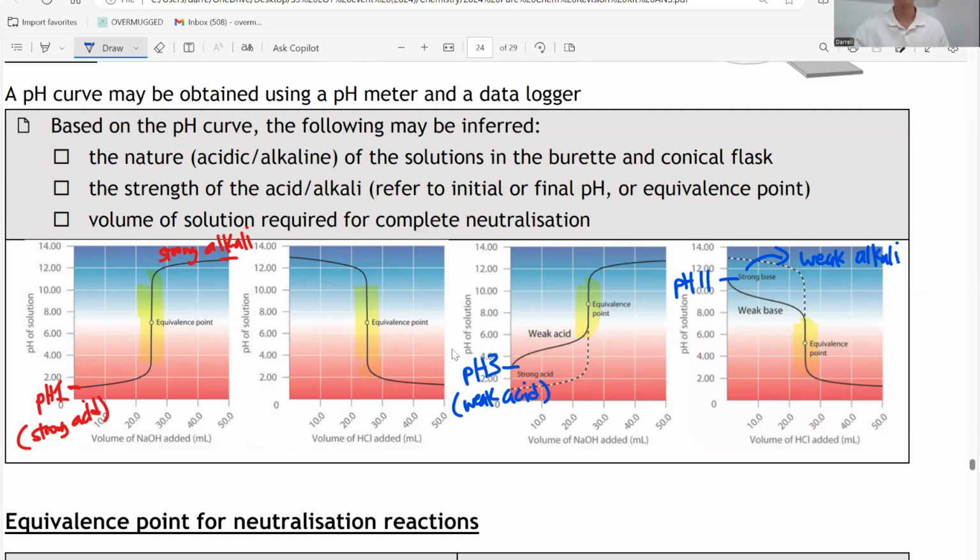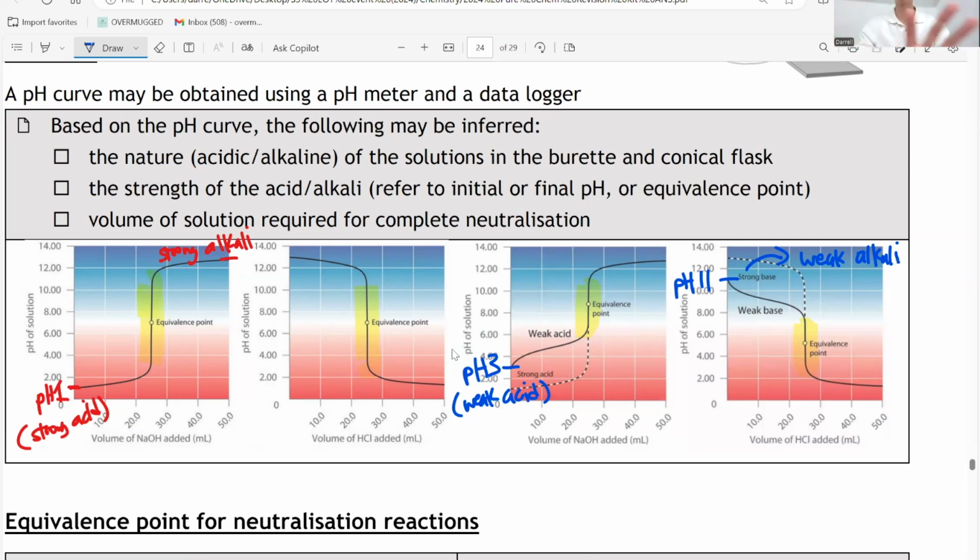In contrast, if it's a weak acid, it will start at about pH 3. If it's a weak alkaline, it starts at about pH 11. So you need to know how to consider pH in context of strong and weak acid, strong and weak alkaline. At this very moment, you might not know what I'm talking about, so immediately after this, I'll show you the equivalent of the question. So this concept, how do they test you?